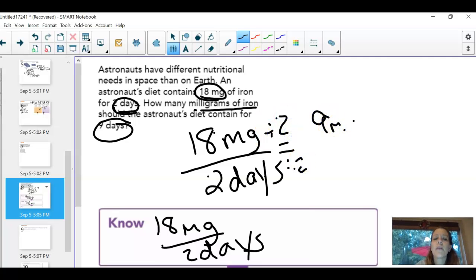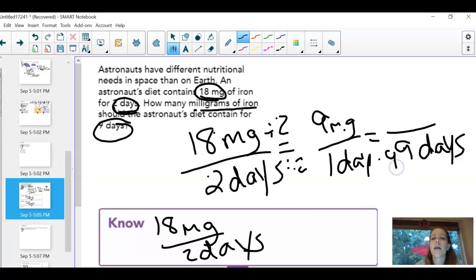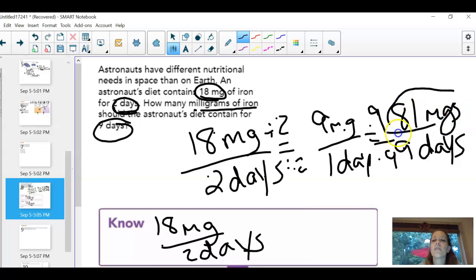If you got 9 milligrams for 1 day, you're exactly right. But I don't want it for 1 day. I want it for 9 days. So now I'm going to put 9 days down here. Okay, so now 1 times 9 is 9. Whatever I do to the bottom, I have to do to the top, leaving that I need 81 milligrams. So my answer is 81 milligrams.